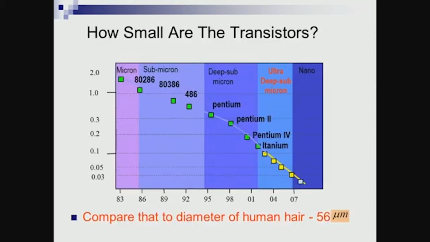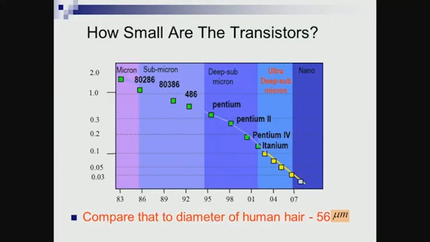Now, how small are the transistors? We have seen, till 2007, sub 0.03 micron. You may know that the diameter of a well maintained human hair is 56 micrometer. Now, you see something that is 0.03 micrometer. So, that is the size of a transistor today.